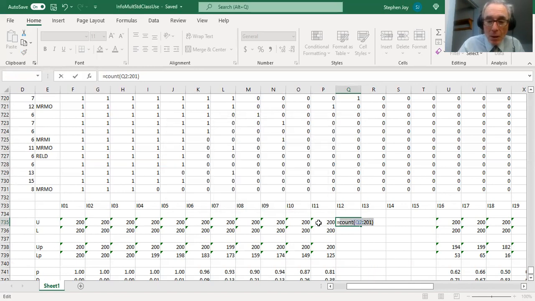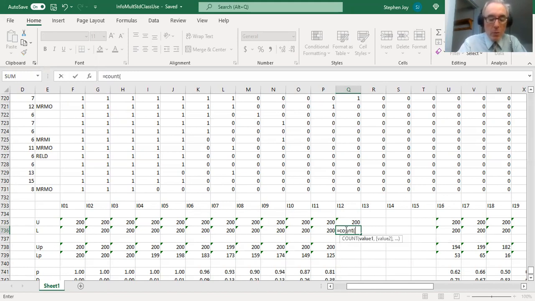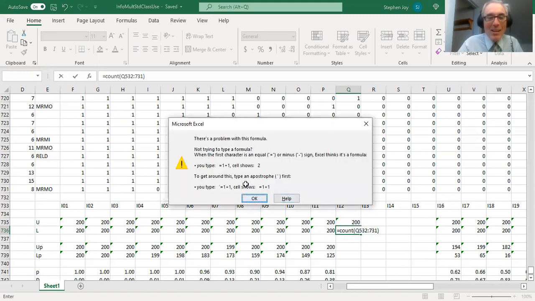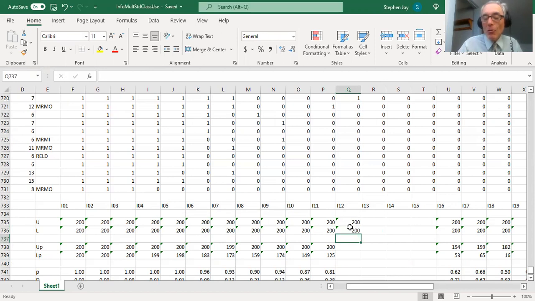And I did something wrong. Let's see. Oh, Q2, you see what I did? Through Q201, my mistake. Spreadsheets at least tell you did something wrong. They don't always tell you how to fix it. For the lower group, I could say equals count, and we're going Q532 to 731. Again, I know I want 200, and I did the same thing again because I'm talking while I'm typing. And there we go. So we have 200 in each group.